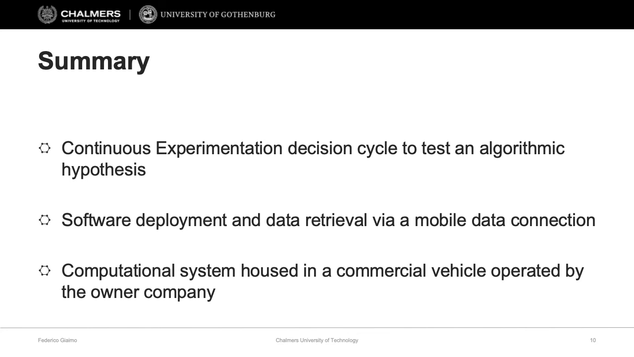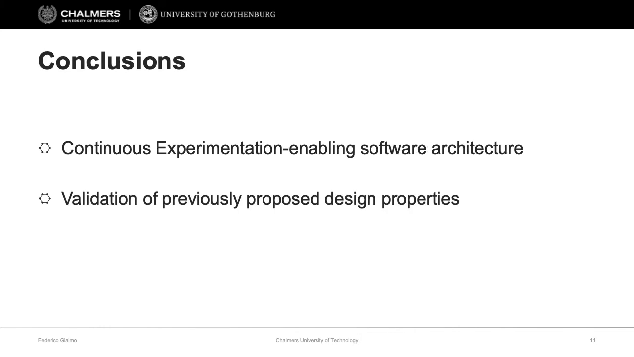To summarize and conclude, in this work we proposed a continuous experimentation decision cycle to test an algorithmic hypothesis. The software deployment and data retrieval operations took place over a mobile data connection, and we performed these operations on a computational system housed in a commercial vehicle operated by the owner company. We propose a software architecture that enables continuous experimentation for an automotive-based system and validated previously proposed design properties in light of this new work.